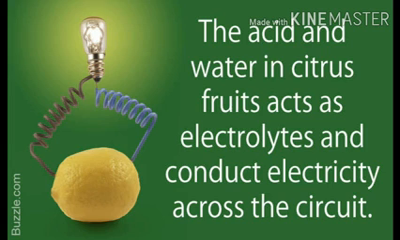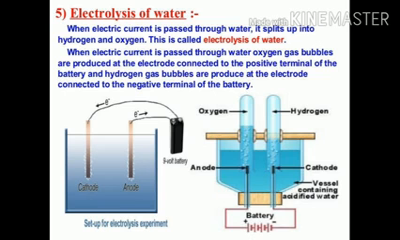Now let us move to the most important part of the chapter, that is electrolysis. What exactly do we mean by electrolysis? The term electrolysis itself means splitting up or breaking down. So it is the breaking down, or dissociation, of water molecules. When electric current is passed through water, it splits up into hydrogen and oxygen. This process of splitting water into its constituents is known as electrolysis of water.